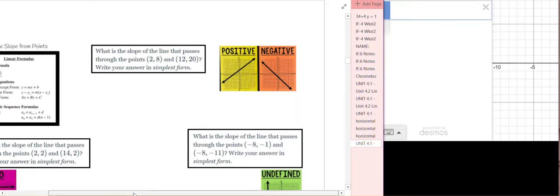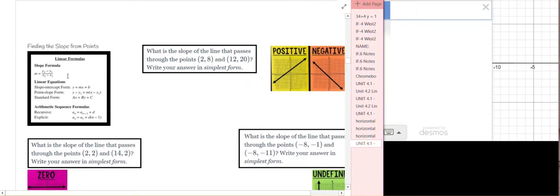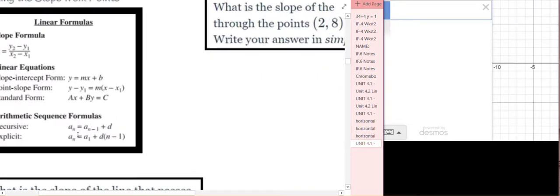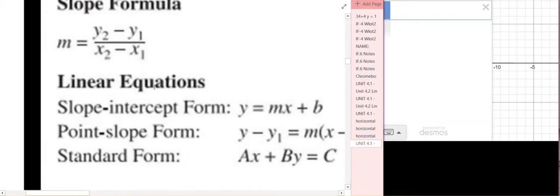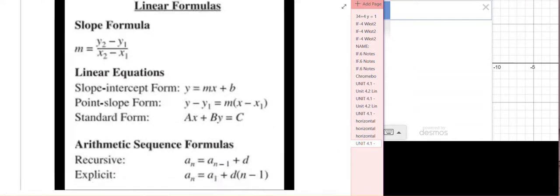So instead of being given a graph, you're given 2 points and you're asked to find the slope from those 2 points. That's when we're going to use the slope formula, which is this one. We wrote it before in a previous slide. Okay?